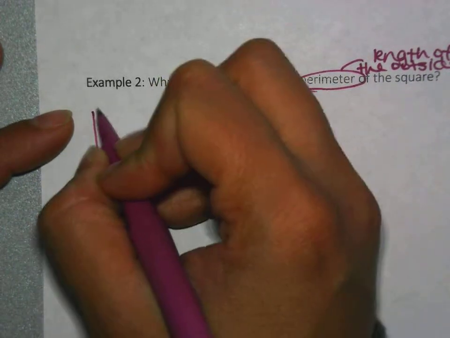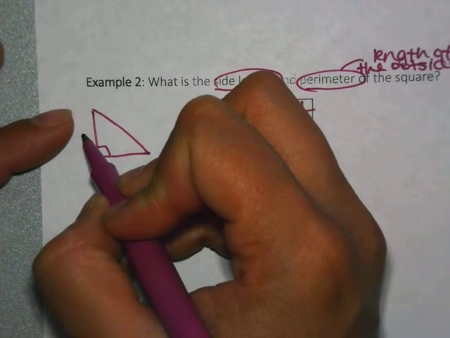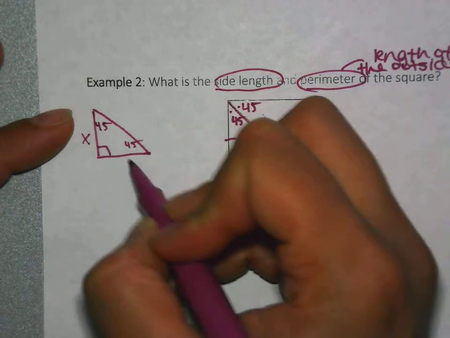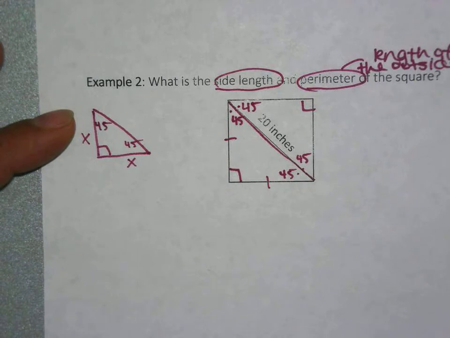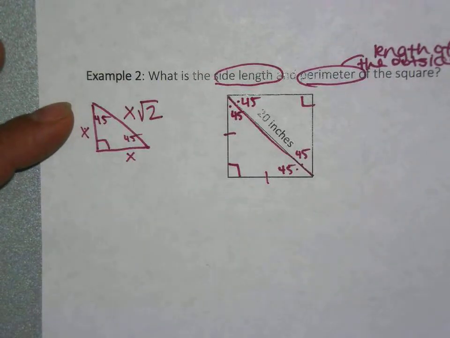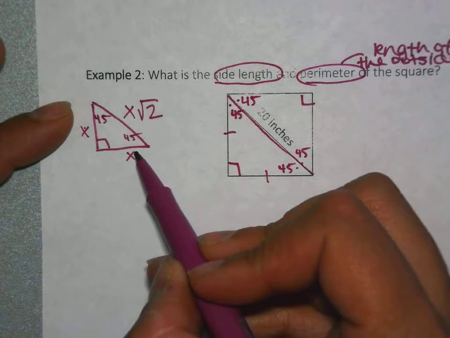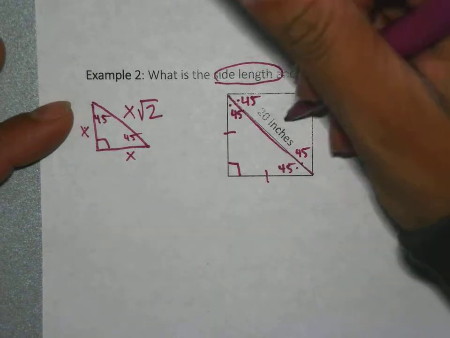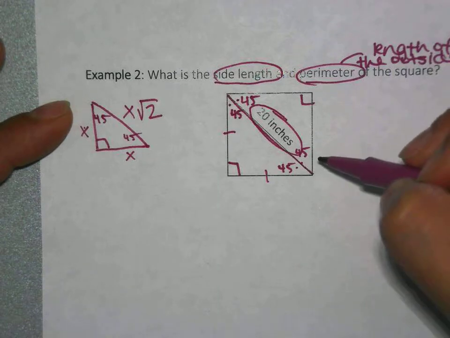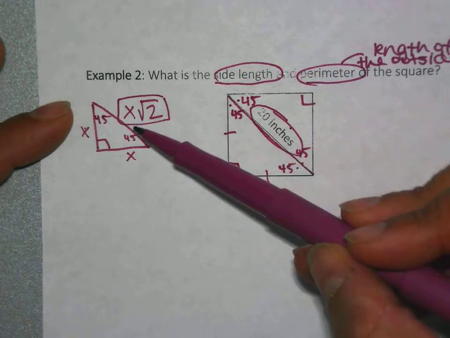If we look back at Unit 4, we remember that 45, 45, 90 triangles are a special right triangle where both sides or legs are equal, and the hypotenuse is just the leg times the square root of 2. So I can use this information to figure out what the side length is and the perimeter. In our problem, it tells us that the diagonal or the hypotenuse is 20 inches. So I know that 20 inches of a special right triangle is equivalent to x root 2.